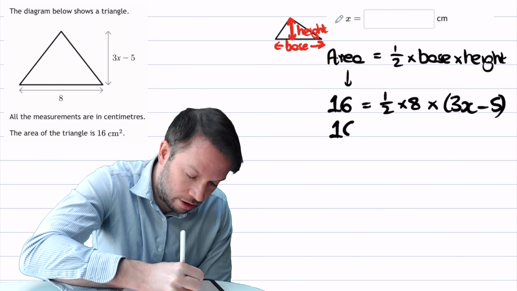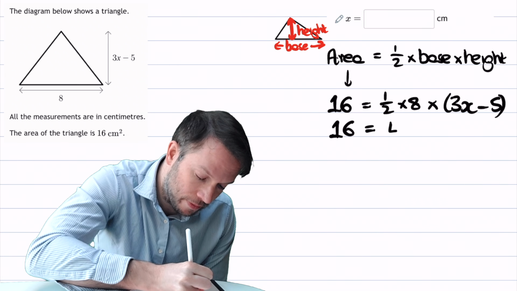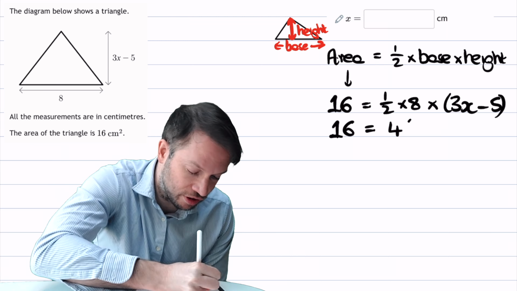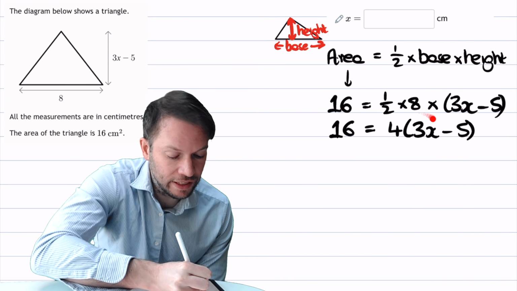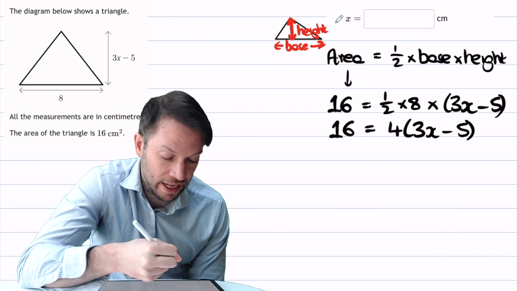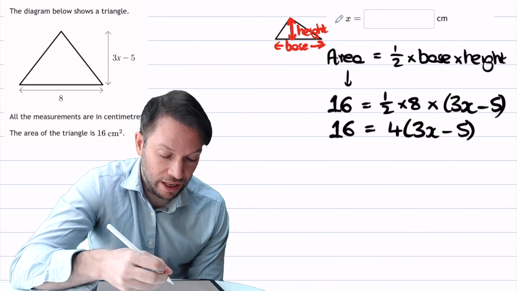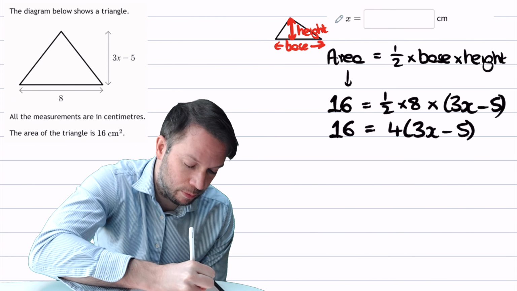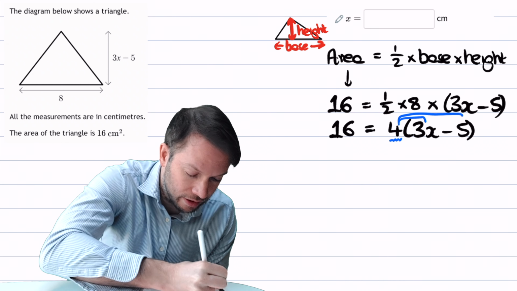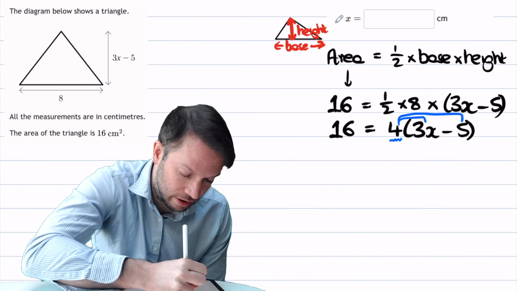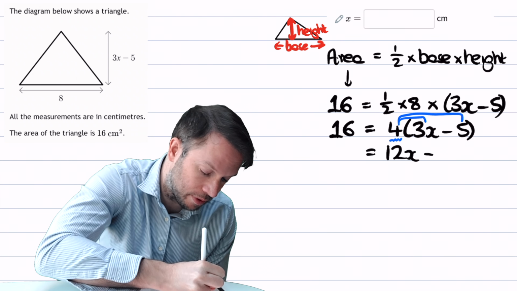Now, firstly, half of 8 is 4. And then instead of that times symbol, I'm just going to write the 3x minus 5 after, because remember, when we have two things next to each other in algebra, it just means you're multiplying them anyway. So now I've got these brackets here, and I can expand them. Remember how we expand a bracket? We do the term in front of the bracket multiplied by each term inside the bracket. So we're going to do 4 times 3x, which is 12x, and 4 times minus 5, which is minus 20.